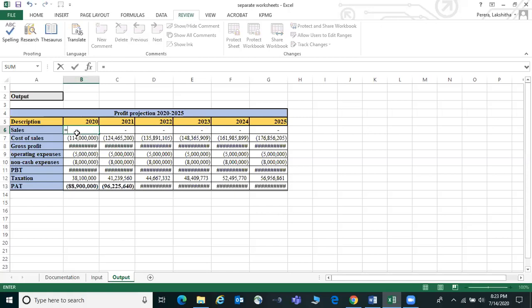So let me open up the answer for that, the different worksheets. You can share your answer and then show it. Yeah, sure.